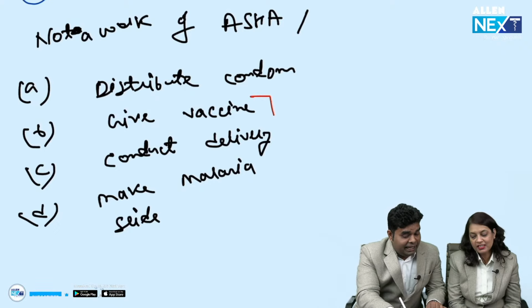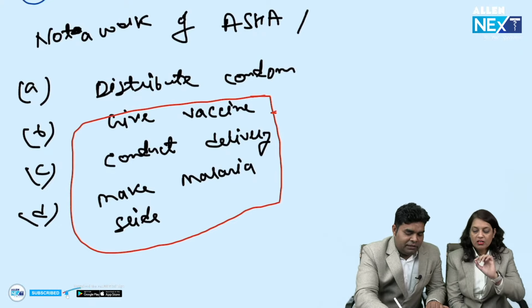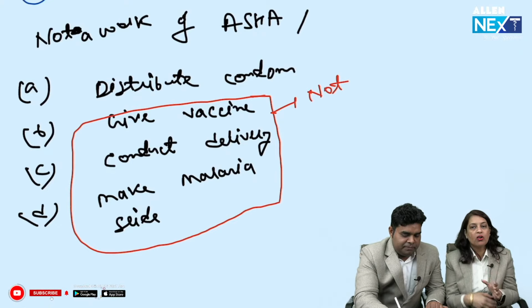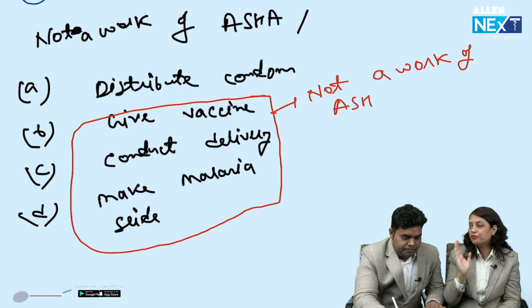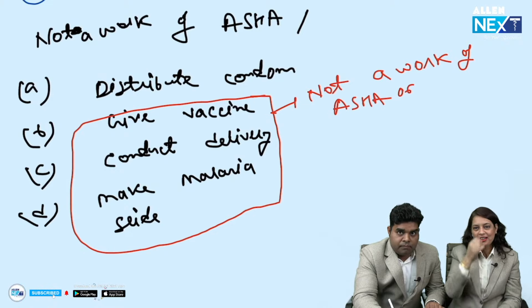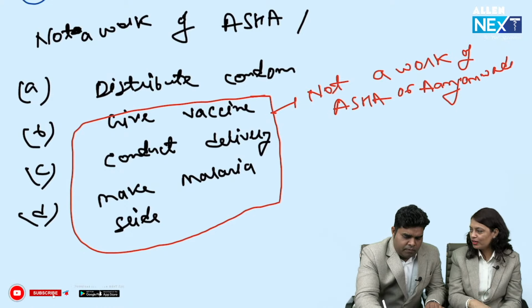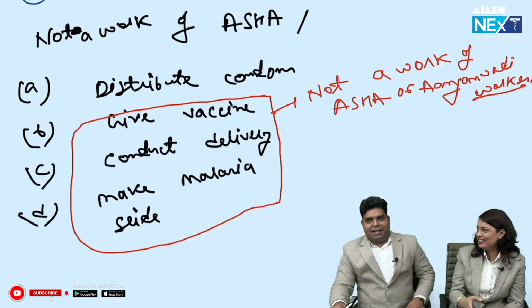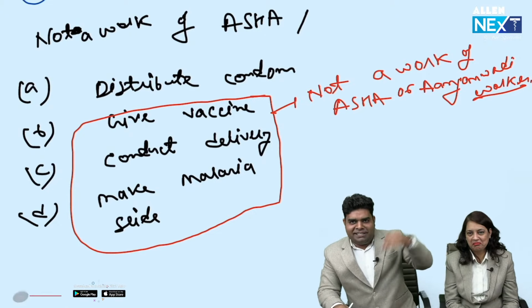Even giving vaccine is not a work. Making malaria slide is also not a work. She can distribute condoms, because contraceptive coverage is very important, because we are in the list of highest population in the world. What is the number? Are we number 2 or are we reaching number 1? Almost close to number 1 now, because China's population is declining now.